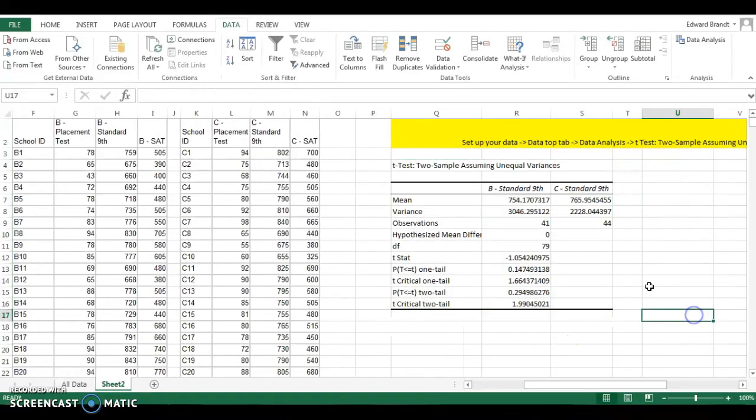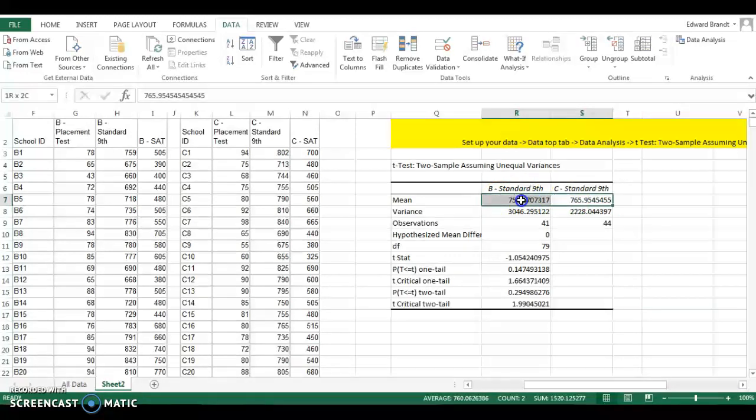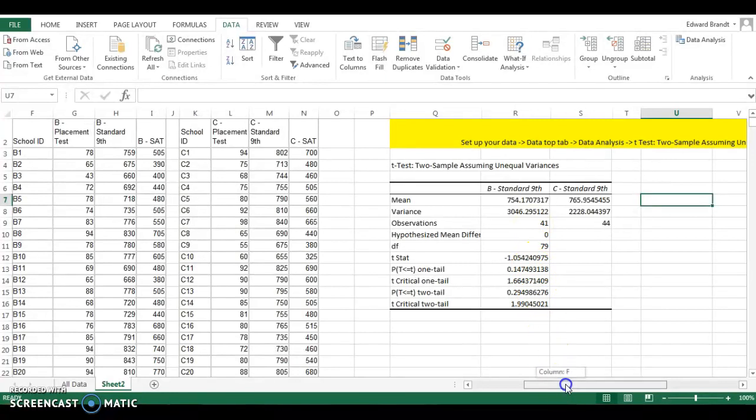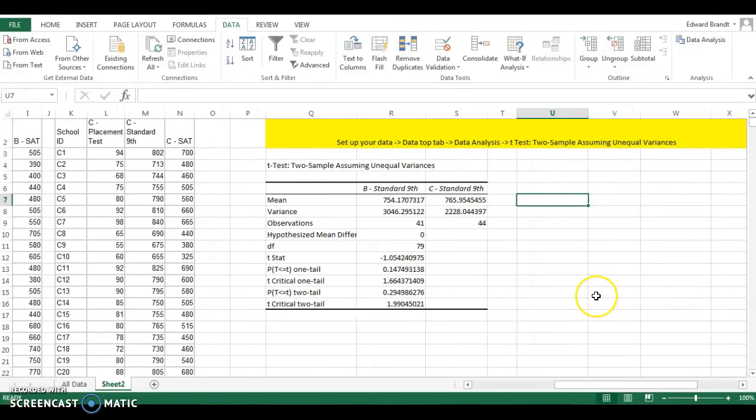And you'll notice here in the information I get quite a bit. I do get the means of each, and you'll see that there is a difference between the two values. So the mean scores for School C were 765 versus 754 for School B. I had 44 observations for School C and 41 from School B, and so on. But for this test, again, I'm running a two-sample t-test of significance to see if there is a significant difference between the two of them.